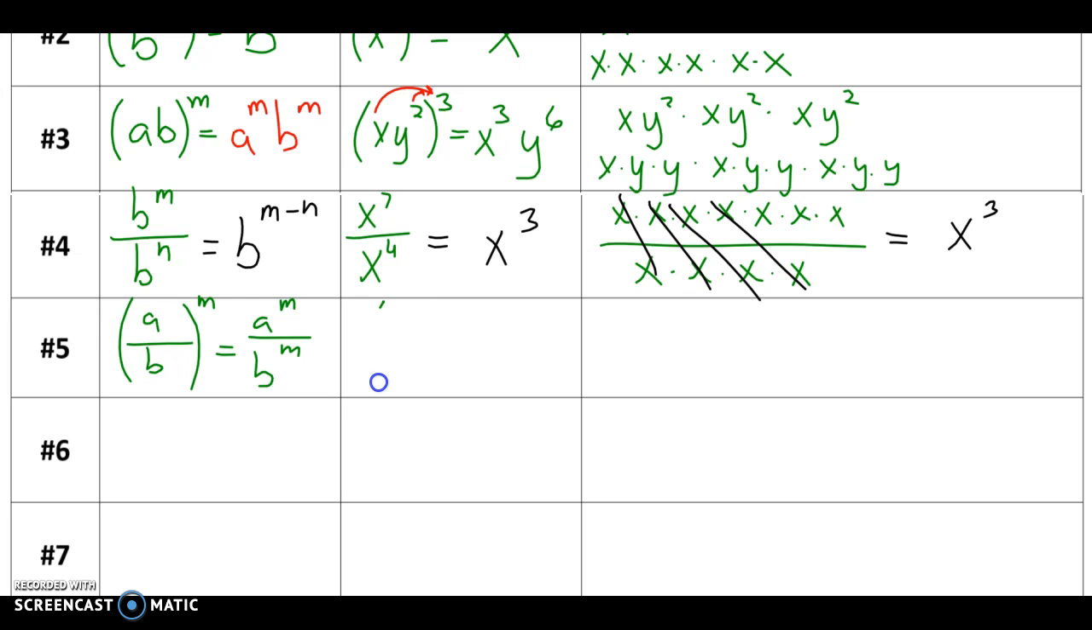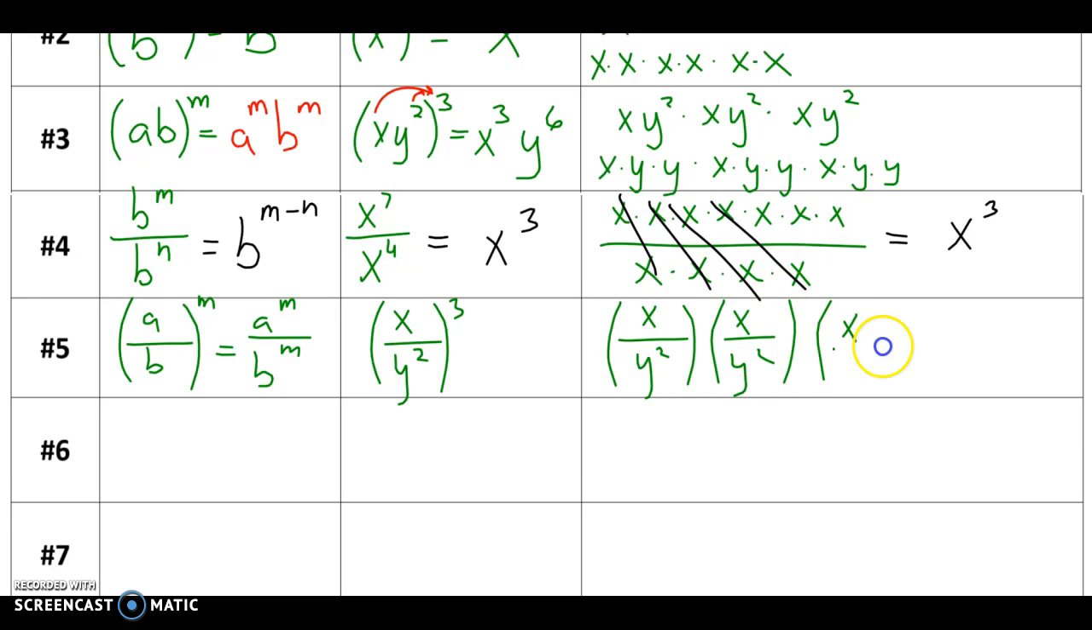So let's do this one here. x over y squared, all cubed. Now, if we wanted to, we could write this all out, and I know you want to. x over y squared times x over y squared times... See how laggy my TV's doing?